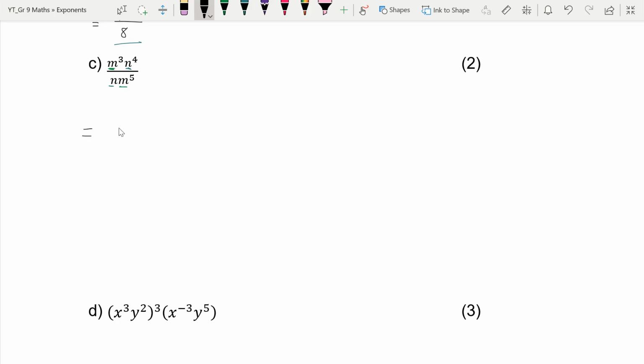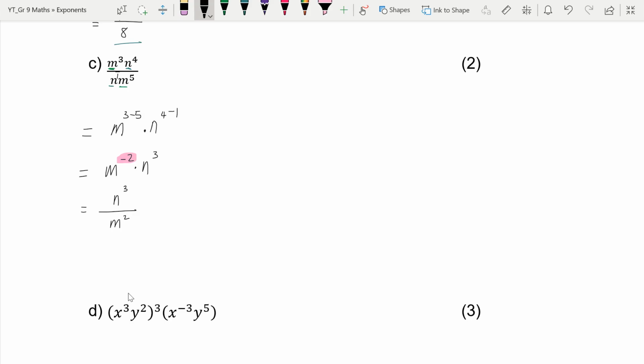So again, we're going to do this in two different ways. For my base of m, exponent at the top minus the exponent at the bottom. For my base of n, my exponent at the top minus my exponent at the bottom. And that would give us m to the power of negative 2 times n to the power of 3. We do not want that negative exponent as part of our final answer. n has a positive exponent, so we leave it where it is, and m becomes over m to the power of 2, and that would be our final answer.